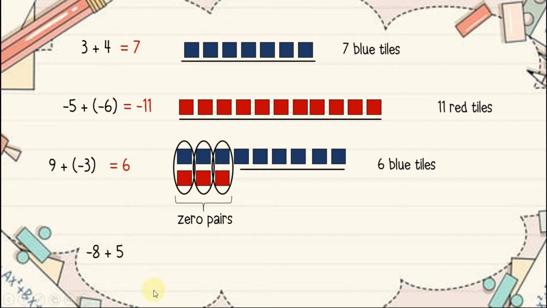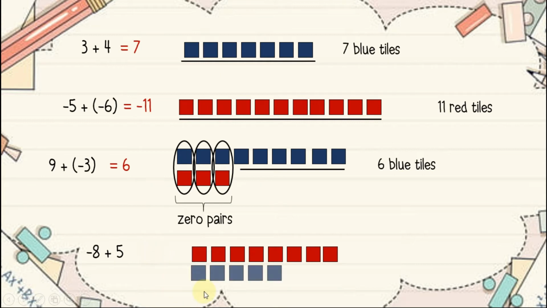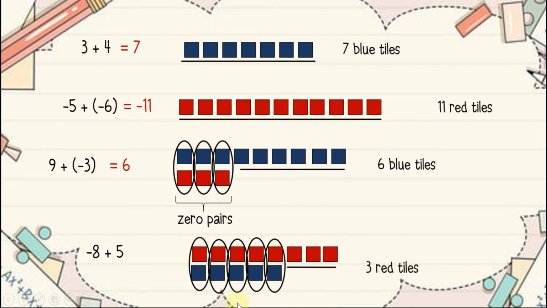Next, negative 8 plus 5. Negative 8. So we're going to have 8 red tiles. And then we have positive 5. Again, eliminate those zero pairs. What are left are 3 red tiles. So, the sum of negative 8 and positive 5 is equal to negative 3.